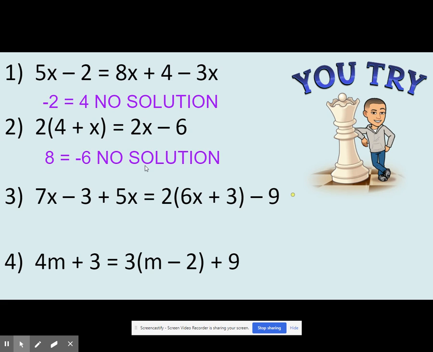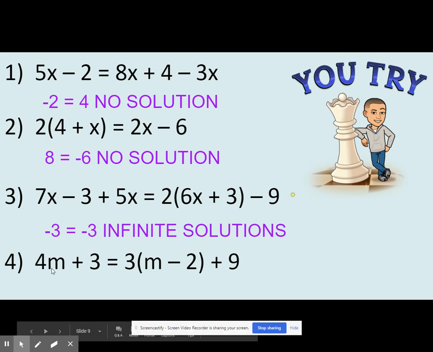No solution. Number three, got to combine like terms. 7x plus 5x gives you 12x. Bring down your -3. 2 times 6x is 12x. 2 times 3 is 6. Then you can bring down your -9. Combine your 6 and -9 gives you -3. Then you end up having to get rid of your 12x's, and you end up with -3 equals -3, which is infinite solutions.